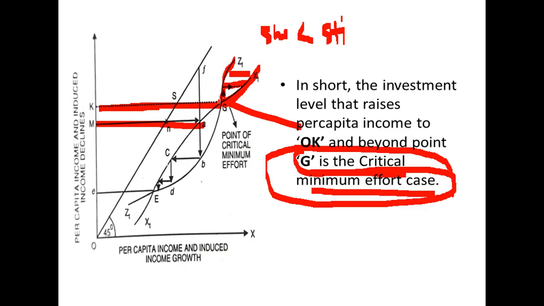So definitely we need an increase in the level of investment so as to raise the economy from a per capita income level of OE to OK, which is sufficient. The investment that has caused the per capita income to rise to OK is said to be the sufficient level of investment, sufficient to bring the economy to a critical minimum case from where the economy will grow further without any disturbances. And from G upward, you can see that the growth stimulant factors are higher than the growth depressing factors, or shocks are less, but stimulants are high after G.